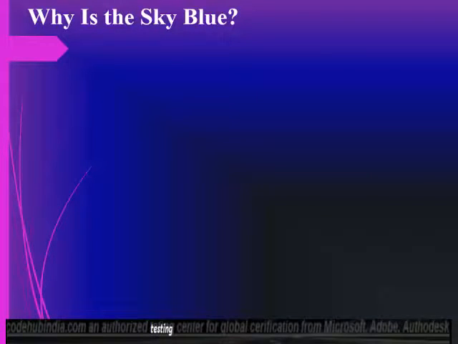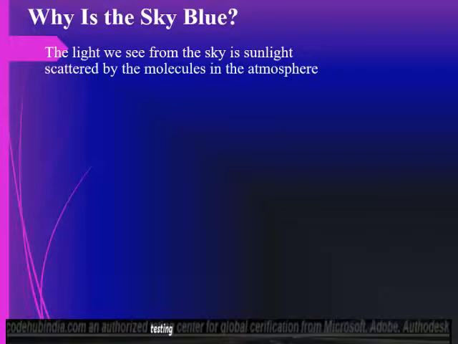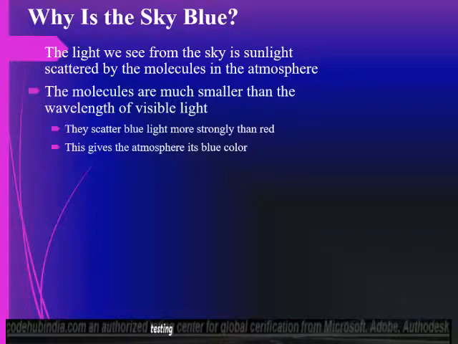Let us understand why the sky is blue. Why not red, or black? The light we see from the sky is sunlight scattered by molecules in the atmosphere. There are different layers of molecules, the ozone layers, okay? So a lot of protectors are there.